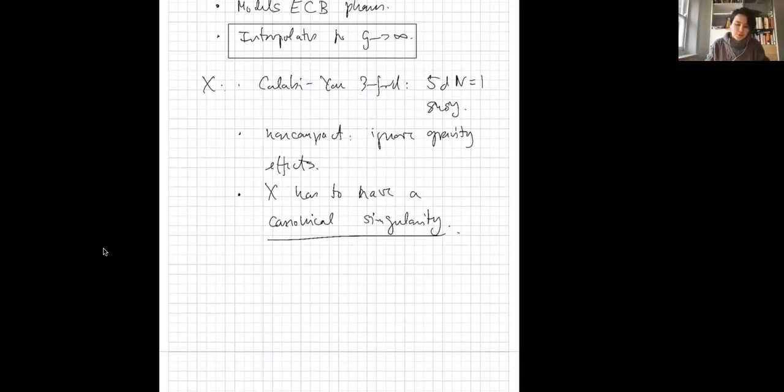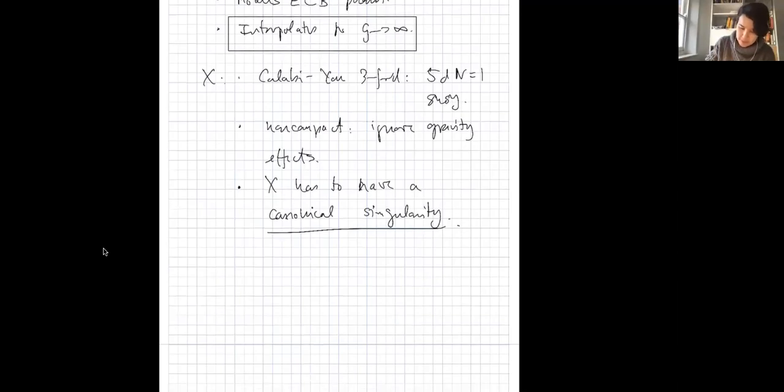And then as you introduce cycles, either by blowing up cycles or by deforming, so resolving or deforming, you go into the Coulomb branch moduli space or the Higgs branch moduli space. So the singularity is capturing the CFT point. So that's going to be the interesting part. Now, what is a canonical singularity?